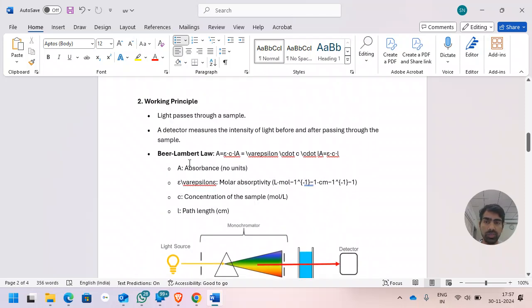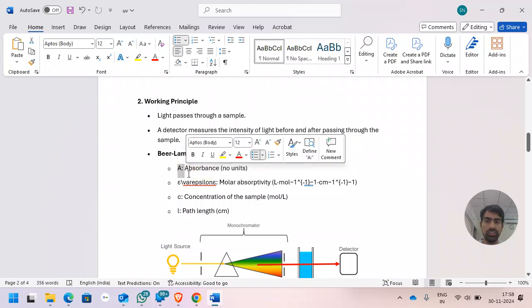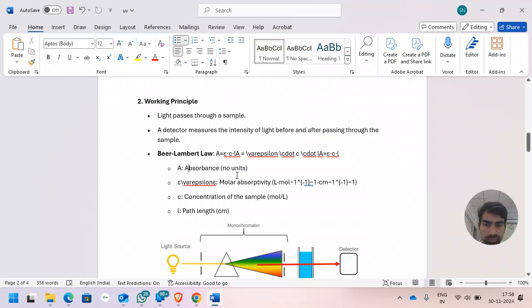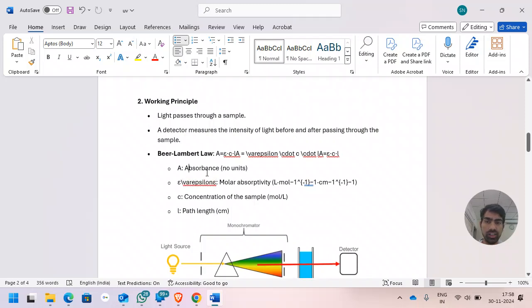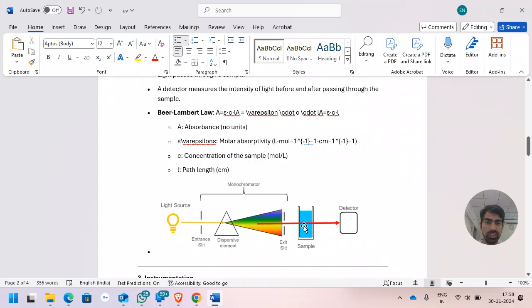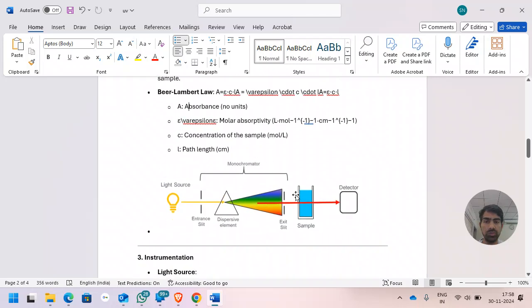Beer's law also says the same. Beer's law says what absorbance is and how it is affected. Absorbance has no units; we simply write A equals absorbance. Beer's law says absorbance is directly proportional to the concentration of the solution and the light travel path. From here to here, the light passes; this is the travel path in the medium. Okay, I hope you understand.